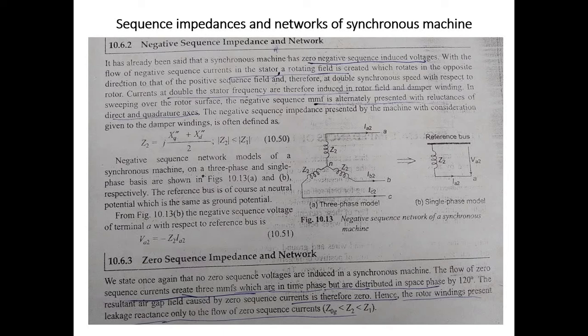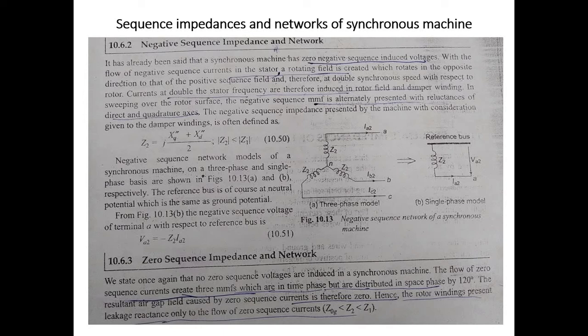Now, negative sequence impedance and network. So we had discussed the first sequence network, that is positive sequence network. Now for the same synchronous machine, we have to calculate the negative sequence impedance and network. It has already been seen that a synchronous machine has zero negative sequence induced voltage. With the flow of negative sequence current in the stator, a rotating field is created which rotates in the opposite direction to that of the positive sequence field, and therefore at double synchronous speed with respect to the rotor.